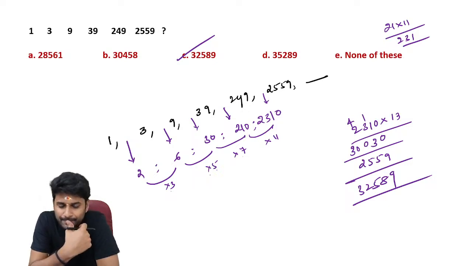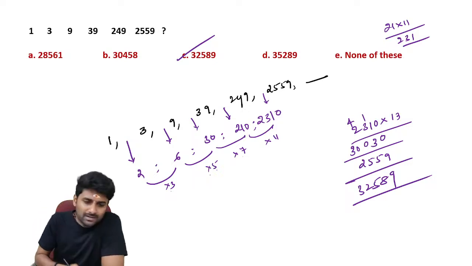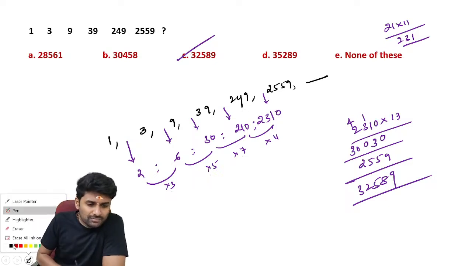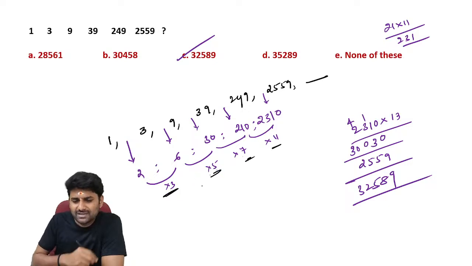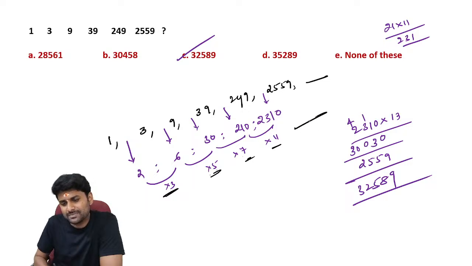Is it clear? Otherwise, you can go for one more. 2 into 3, 2 into 3 into 5. See, still the same option, but it's easy. This is easy for you, so we consider only prime numbers.